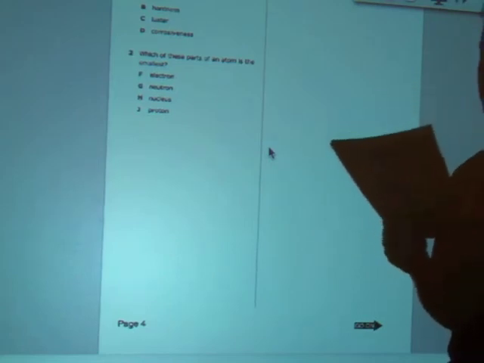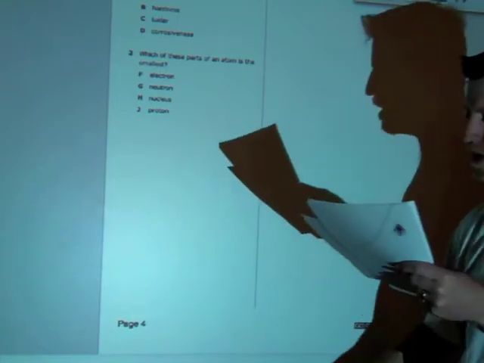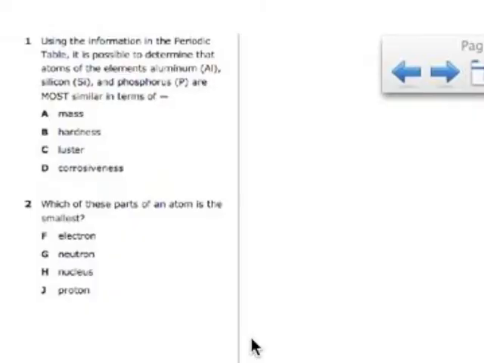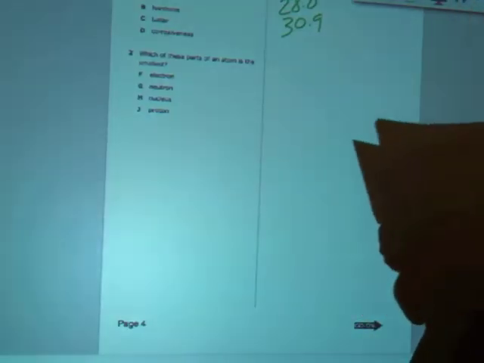So are they most in common in terms of mass? Let's look at their mass. Aluminum has a mass of 26.9. Silicon has 28.0. It keeps going, but we'll go with that. And phosphorus has 30.9. Is their mass pretty close? Okay, how about hardness?